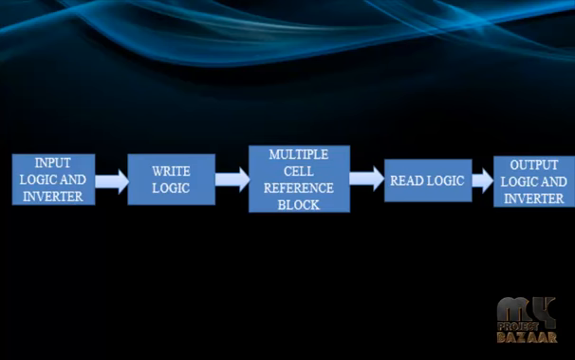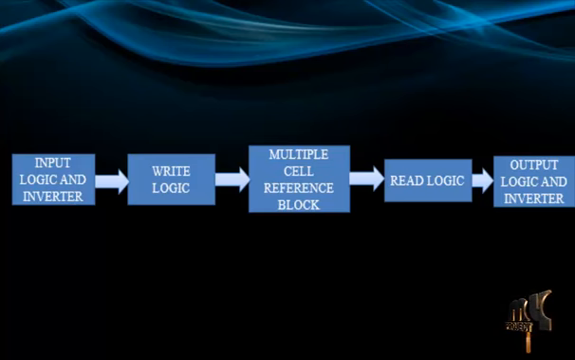This is our flow diagram. The flow diagram has several blocks. First one, input logic and inverter. In that block the input is given in a logic format and that input logic is fed into an inverter section. That inverter section is a CMOS technology based inverter, that is, one NMOS and one PMOS connected in a structural manner. After that the data will be given to the write logic.